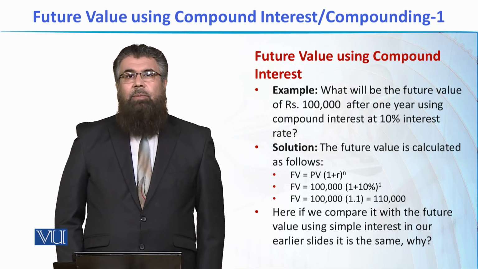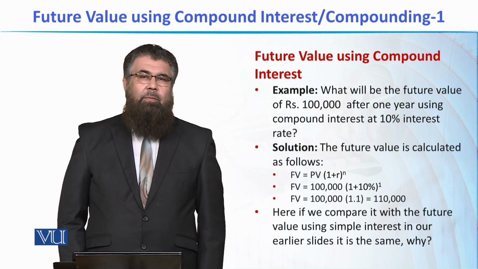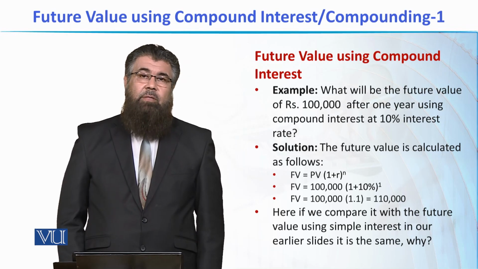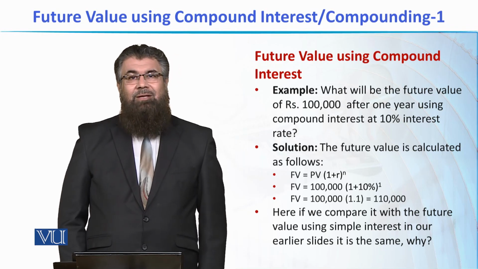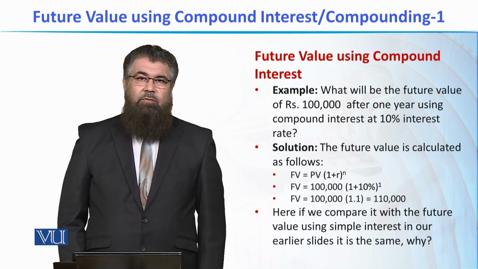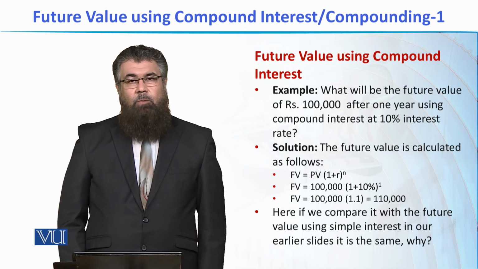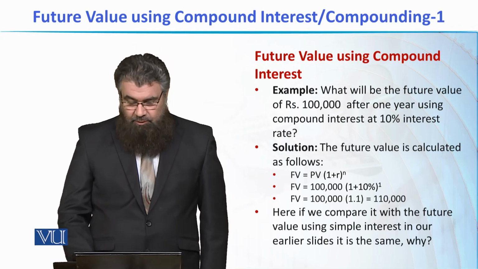It is actually because in the first year, the interest is always applied on the principal amount, whether we are using simple interest or we are using compound interest. So for the very first year of our calculations, the result or the answer of simple interest future value and the compound interest future value will be the same. But this will not remain the same in the years to come. Let's continue this example.